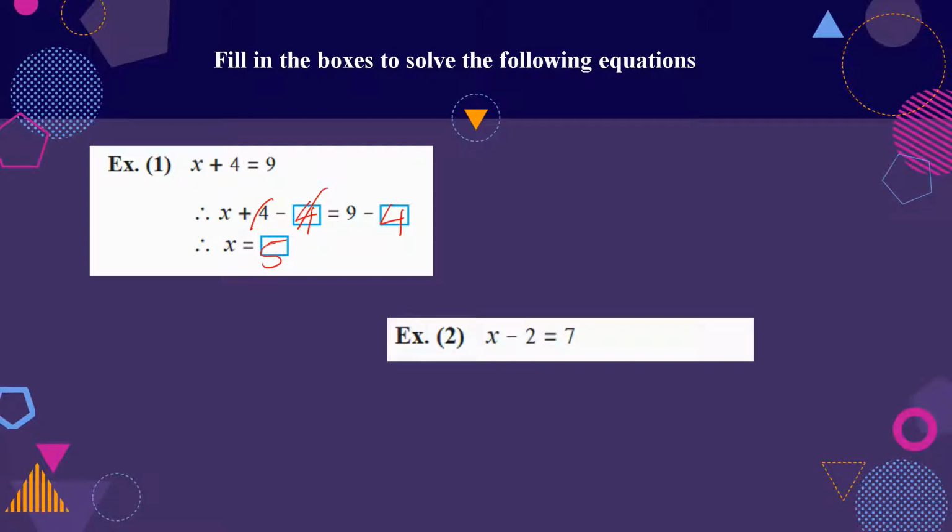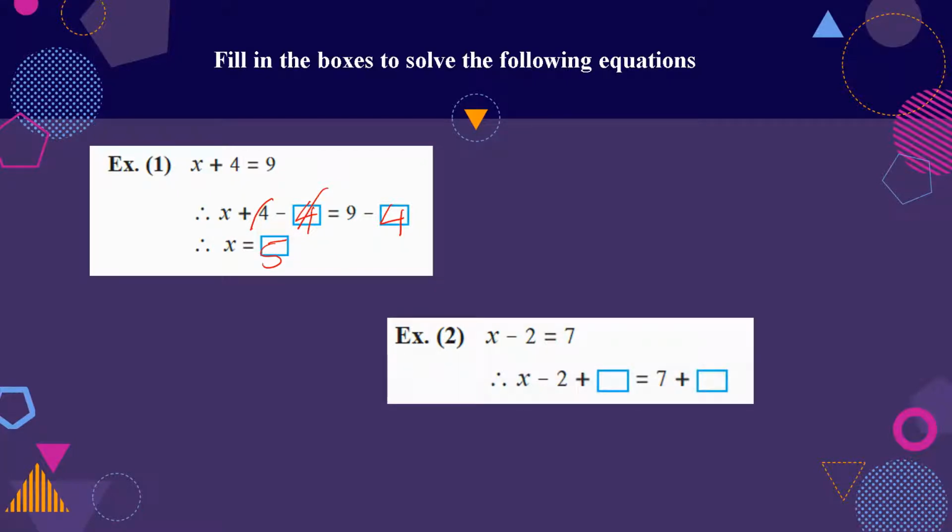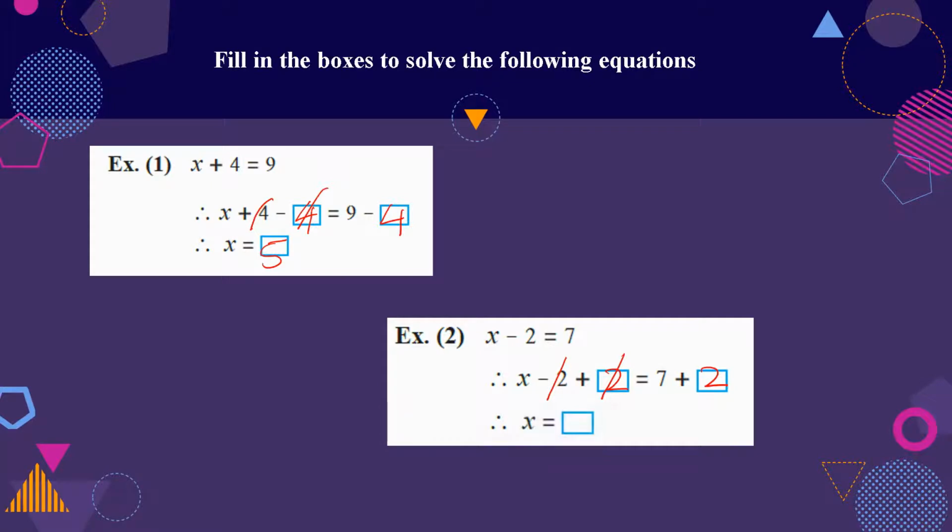Look at the second example. It says x minus 2 is equal to 7. And we have to add 2 on both the sides. So on your left hand side, minus 2 and plus 2 will get cancelled, and on the right hand side you'll be left with 7 plus 2. So we have x is equal to 9. Hence the value of x is 9.